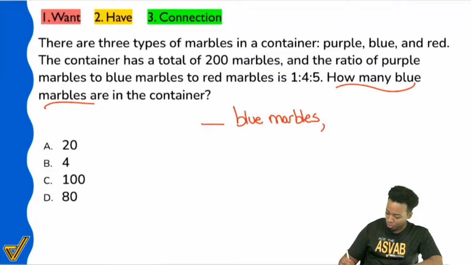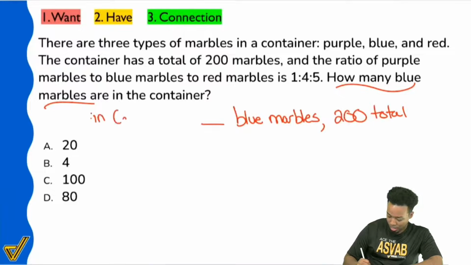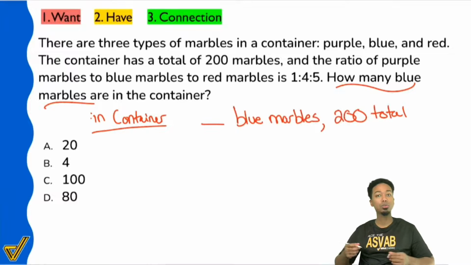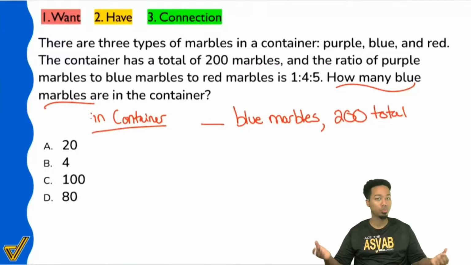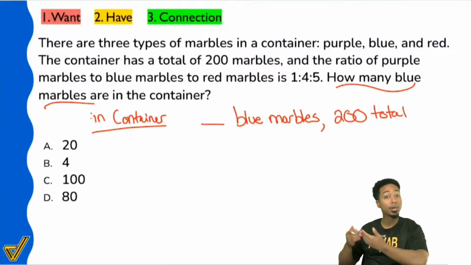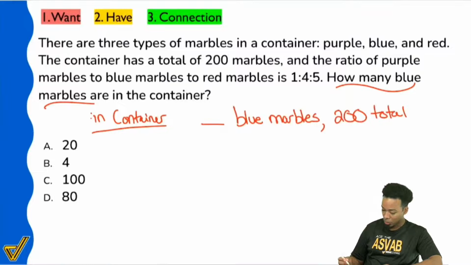So just like that previous one, we'll attach that to it. Because again, this is in the container. In the container, we have blue that we're looking for along with 200 total. So knowing that, up next, we're going to take a look at the information we have, and we see that it says, hey, the ratio of purple to blue to red is 1 to 4 to 5.